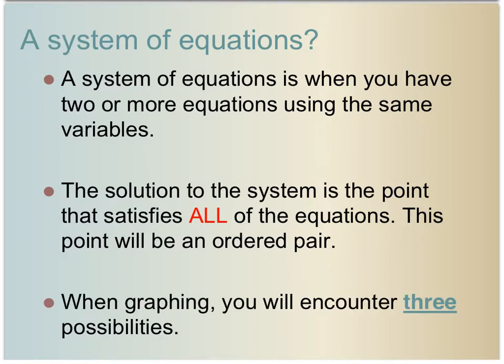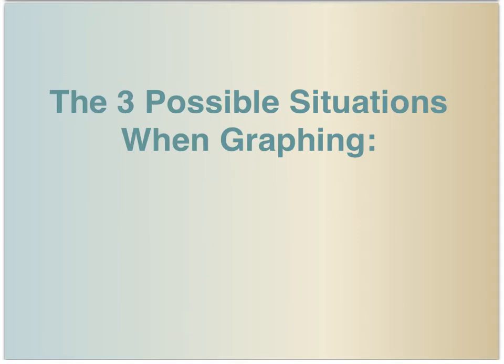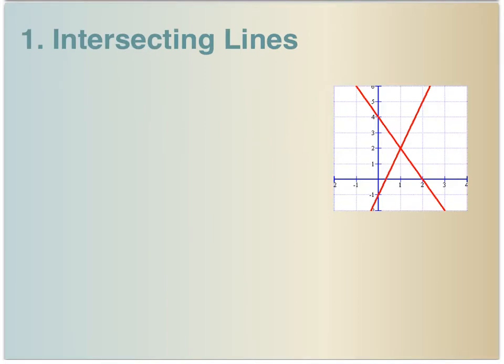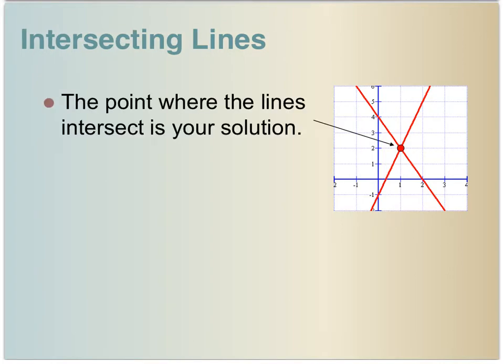When you are graphing, which is the method that we're going to learn in this lesson, you will encounter three different possibilities. The three possible situations that you will encounter when you are graphing are intersecting lines. You'll have lines that look just like this. When you come across lines that are intersecting, the solution is the solution that they share. So the point where the lines intersect is your solution.